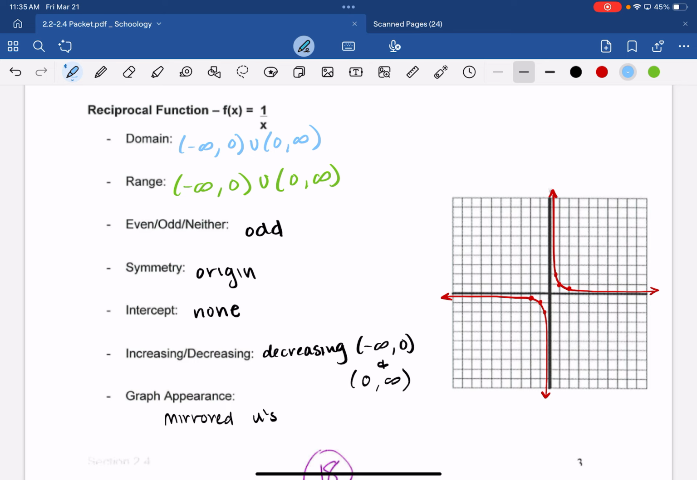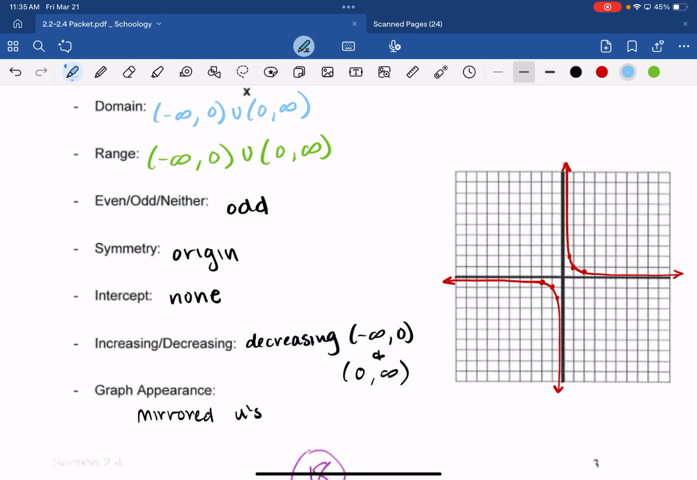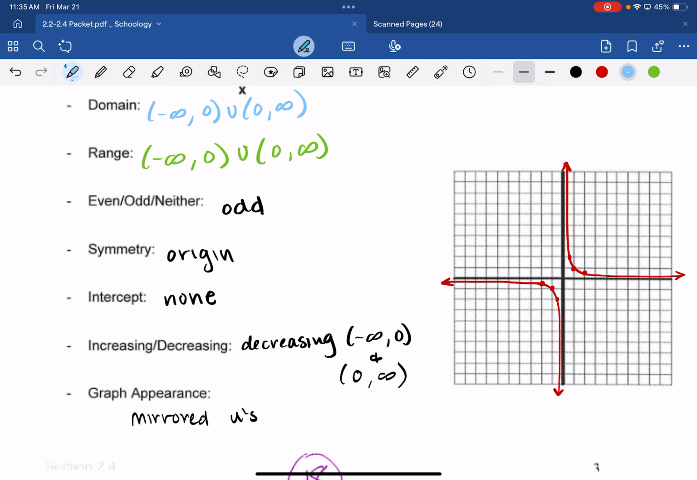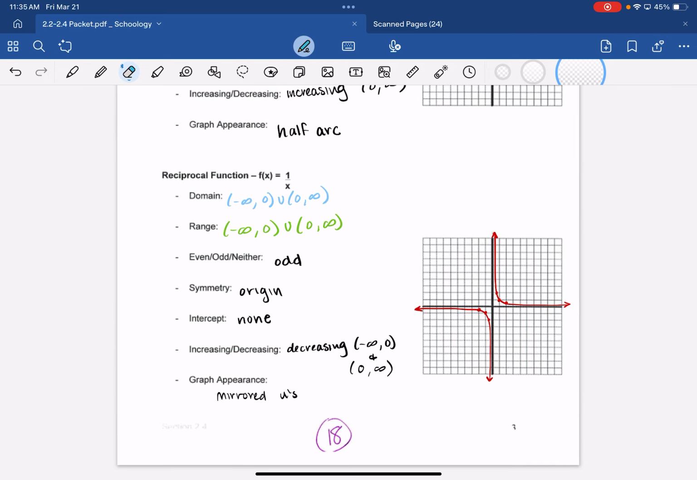So in my opinion, the hardest part of this one is recognizing that it's decreasing the whole time. Again, you've got to account for that break though. We can't just say it's decreasing from negative infinity to infinity. And then I just said mirrored use, but yeah, this one's the trickiest one. We'll go back and look at it later, you and I, if you need, okay? All right. Any questions on this one?